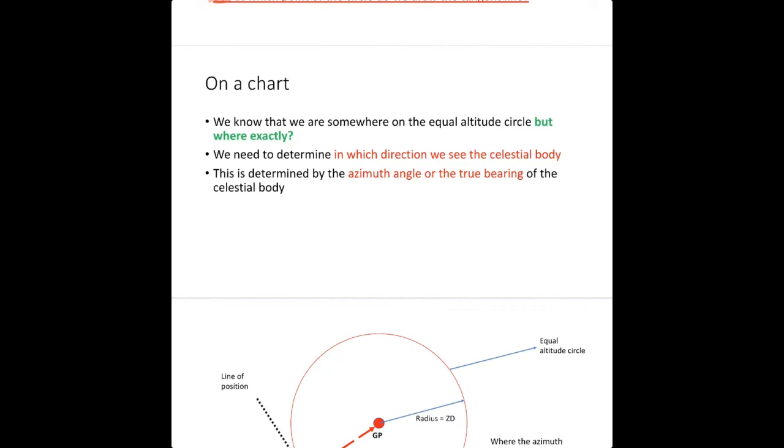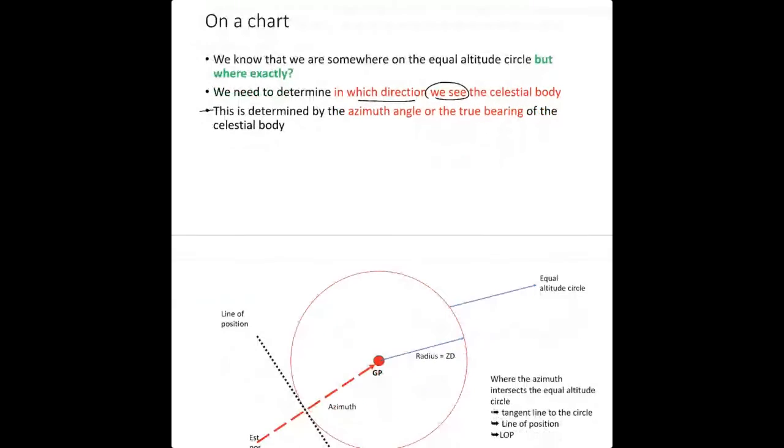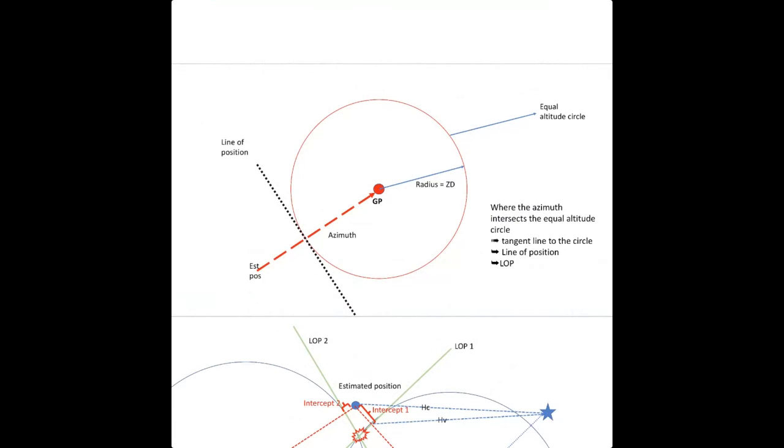if we would have a very big chart, but we still need to determine, excuse me, in which direction we are. So we need to determine in which direction we see the celestial body, and this is determined by the azimuth angle or the true bearing of the celestial body. Okay, so what do we have in practice? We have our geographical position. We can draw a circle of equal altitude because we have our true altitude. 90 degrees minus the true altitude is our zenith distance. This will allow us to draw the equal altitude circle. And now we need to determine whether we are here or there or here.